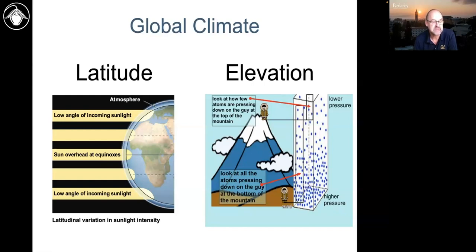Latitude and elevation. Latitude has a very simple physical effect, and it is literally just the geometry of how the sun hits the Earth. So if you look on the left, each of those yellow bands would be a band of sunlight coming down and hitting the Earth. When the sun hits at the equator, it hits straight on. It just hits at a right angle, and that means the sun is stronger. And if you spend time even in Southern California, certainly if you spend time in equatorial latitudes, you know that feeling when the sun is straight overhead and beating down on your head.